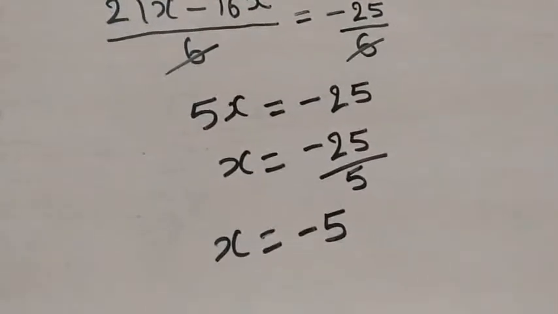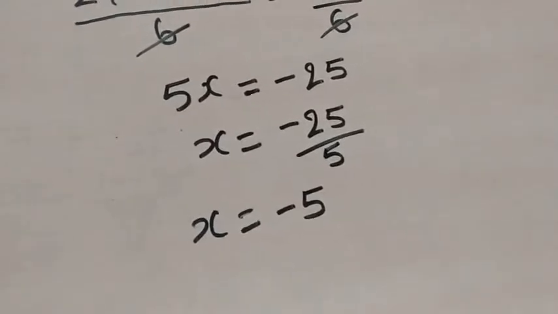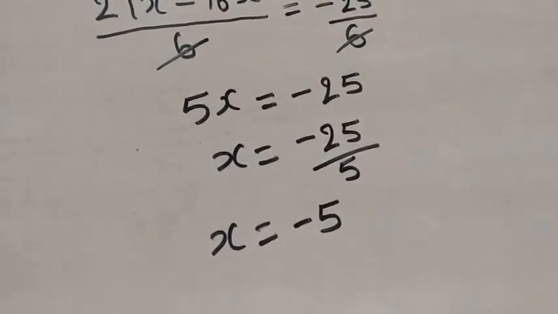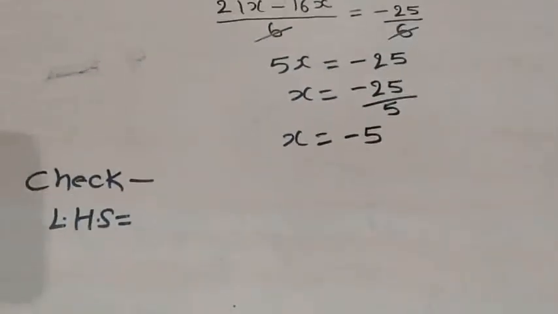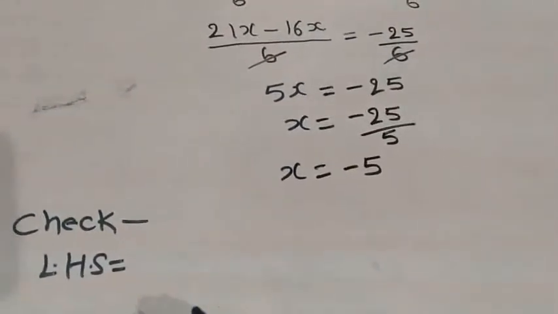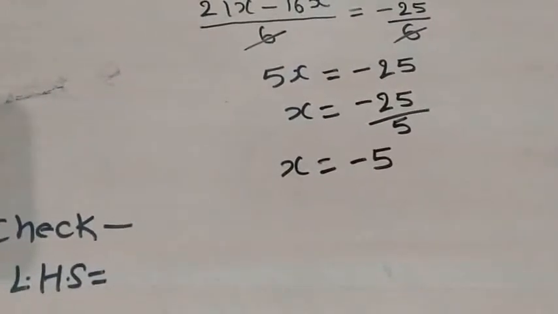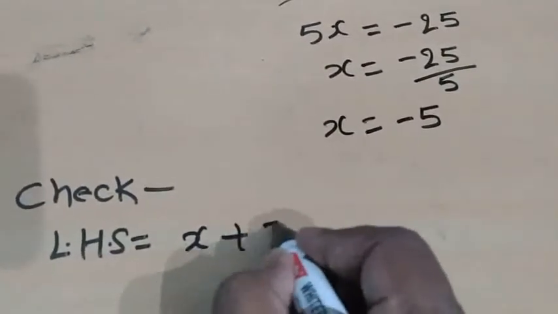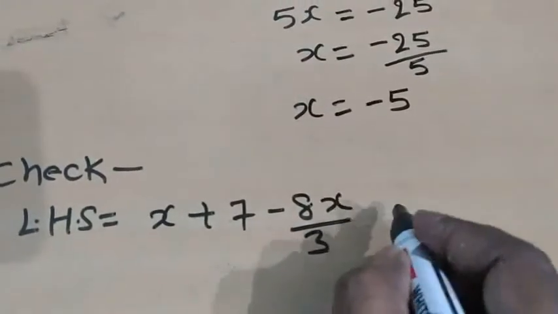Now you can check your result. Put the value minus 5 in the left hand side and also in the right hand side. If the left hand side and right hand side are equal, then you can say our solution x is equal to minus 5 is right. So we are going to check whether the solution x is equal to minus 5 is right or wrong. Okay, so first let's write the left hand side. The left hand side is x plus 7 minus 8x by 3. So now we put the value of x.